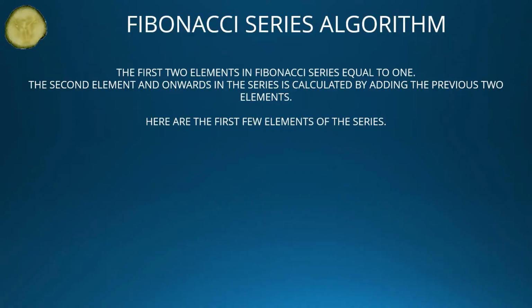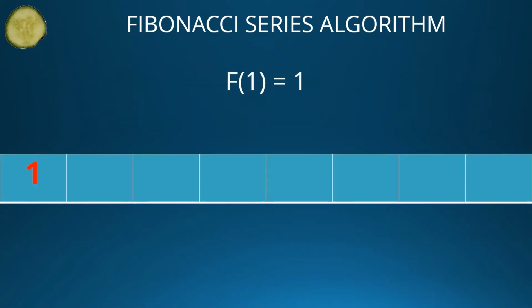Alrighty, let's see how to compute the Fibonacci series using dynamic programming. Alrighty, Fibonacci series algorithm. The first two elements in the Fibonacci series equal 1. The second element and onwards in the series is calculated by adding the previous two elements. Here are the first few elements of the series.